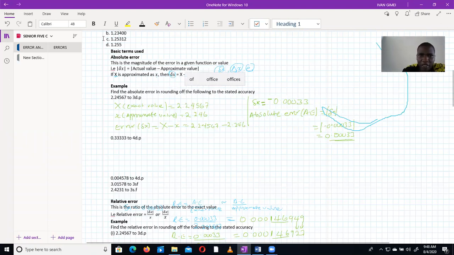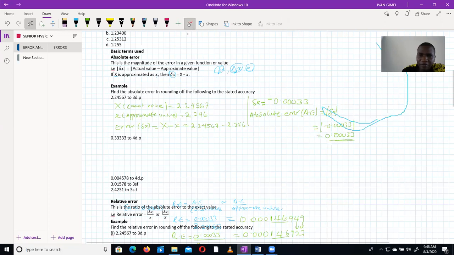So here we shall have my exact value. What's my exact value? The exact value, which is my capital X, is the same as 0.33333. How many threes are these? There are 5: 1, 2, 3, 4, 5. That's my exact value. What is my approximate value?